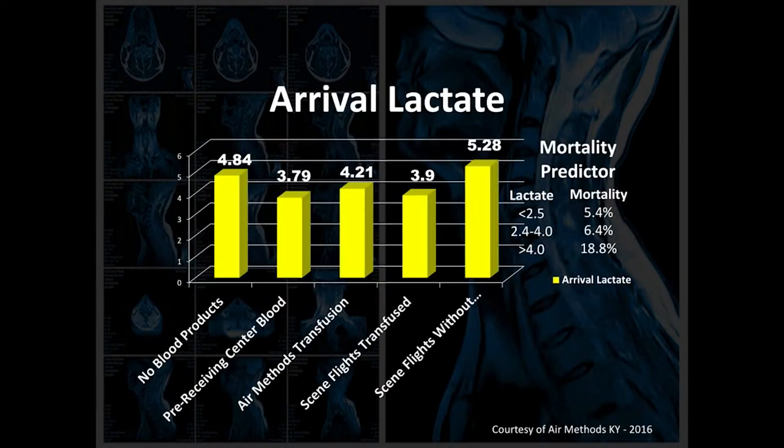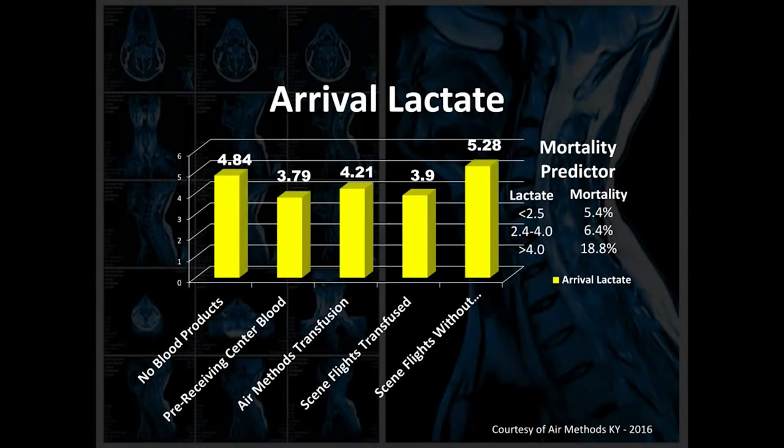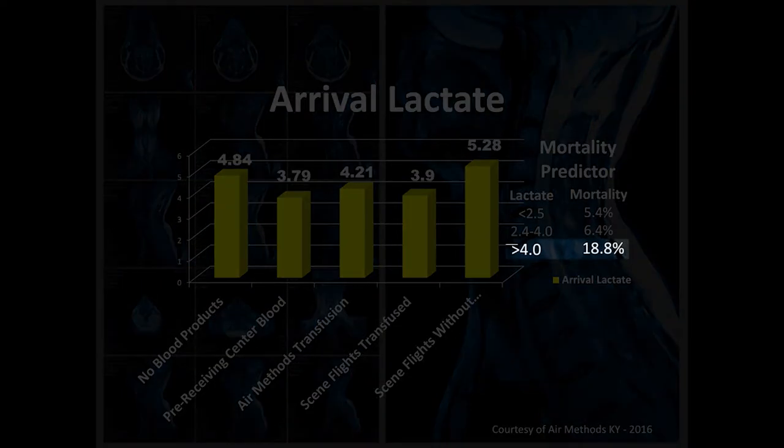What about lactate? As you can see, no blood products, lactate of 4.84. When you go over here to the scene flight transfused, 3.9, and then scene flights without, 5.28. And if we go over to our mortality predictor, anything with lactate in the 2.4 to 4 range has a mortality of 6.4. But boy, once you get above a 4, mortality goes up significantly.